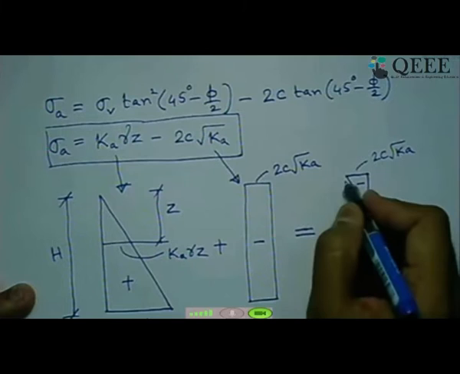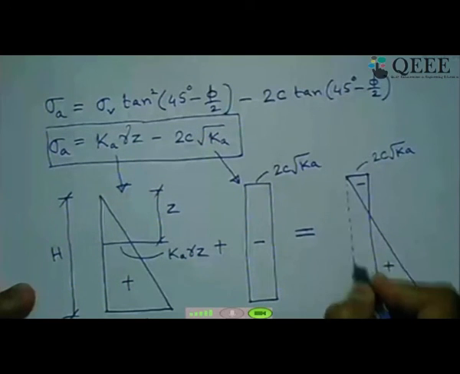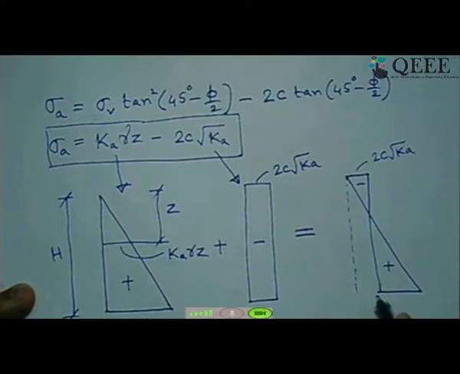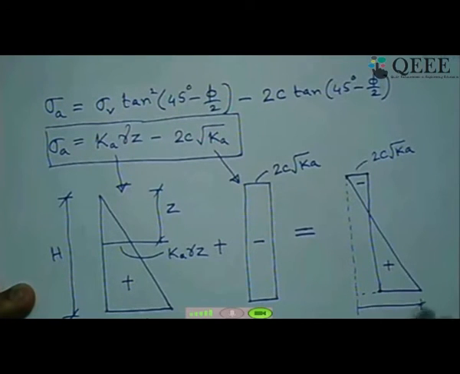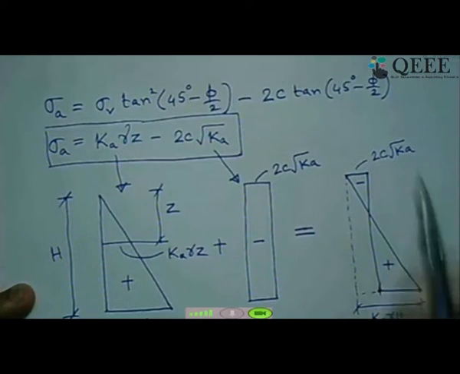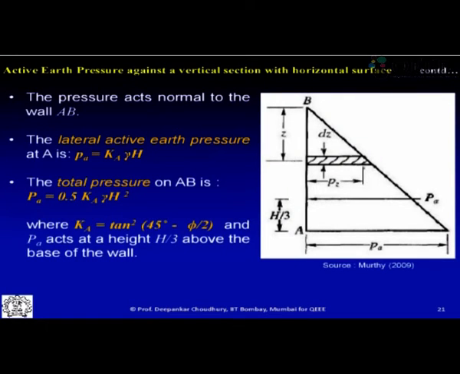and if we draw this imaginary one, so here to here is essentially our Ka gamma h. So essentially this positive value which you are getting is Ka gamma h minus this 2c root of Ka. So this is our resultant pressure which acts on the wall.